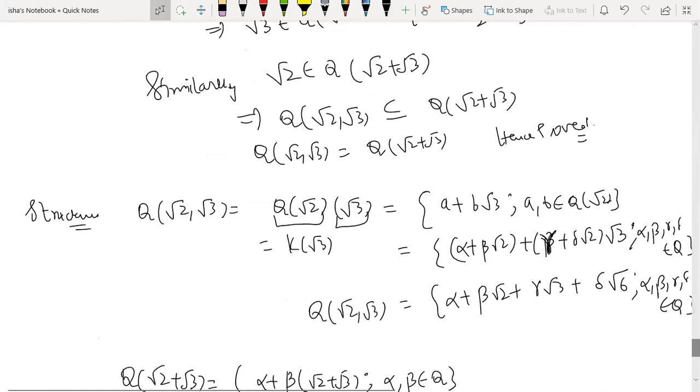So next, now we are going ahead towards the next definition which we are going to introduce.